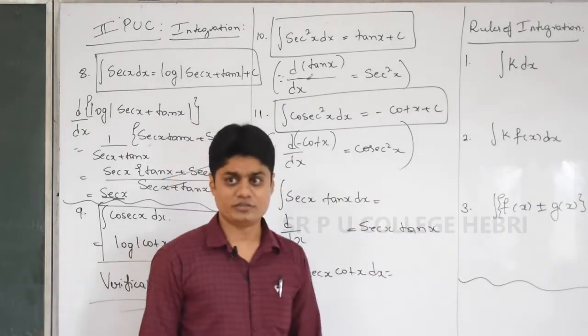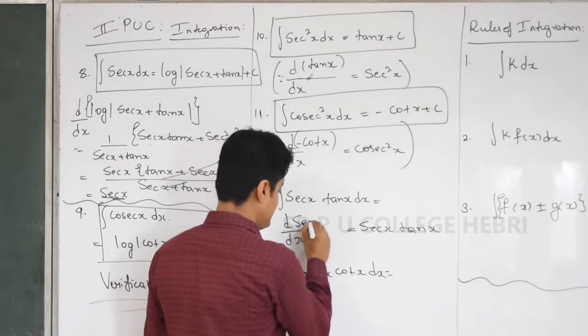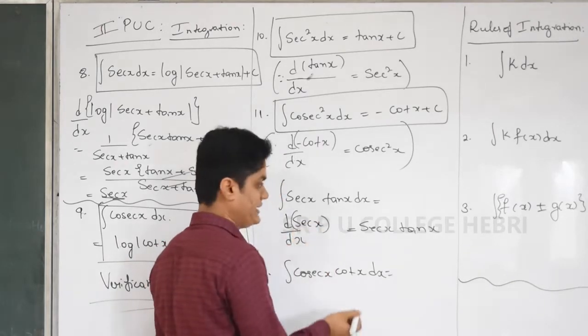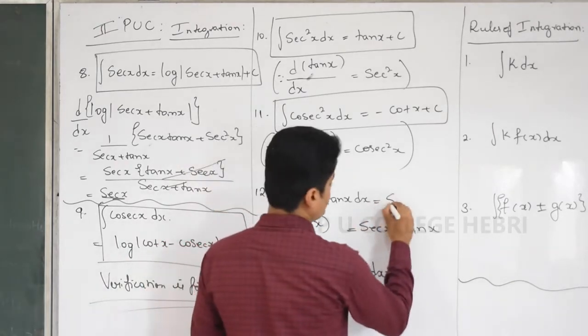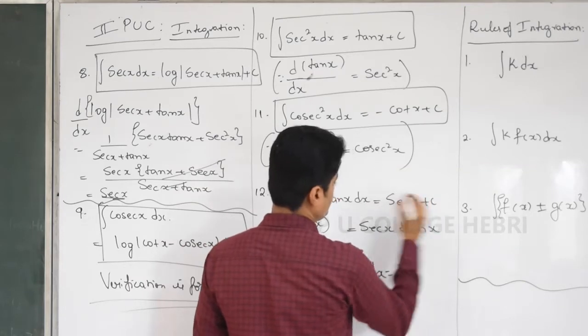What is the function? Differentiation of secant x is secant x tan x, so integration of secant x tan x is secant x. That's it.